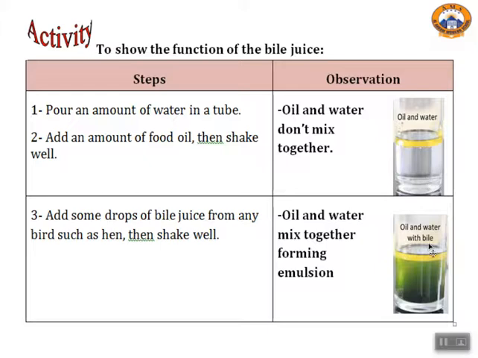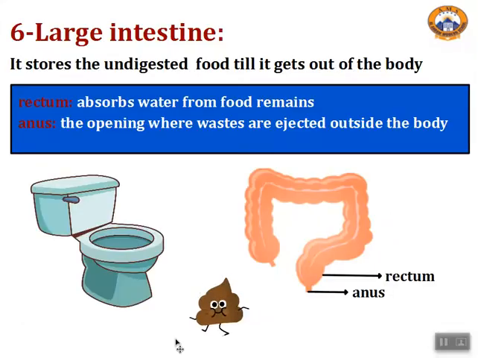But if we add some drops of bile juice brought from the liver of a bird, like a hen, then try to shake it one more time. In this case, you will notice that the oil and the water mix together, because the bile juice that we added changes the fats of the oil into smaller particles that dissolve in the water and form the fatty emulsion. After the food is completely digested in the small intestine, the digested food, as we said, is going to be absorbed by the blood to reach all the body parts.